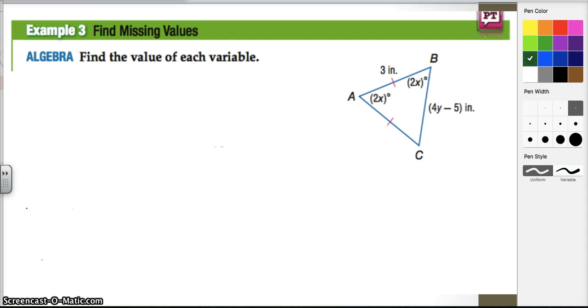Looking at this example 3, we're going to find the value of each variable. In this case, we need to figure out what the value of 2x is, what the value of x is, and what the value of y is.